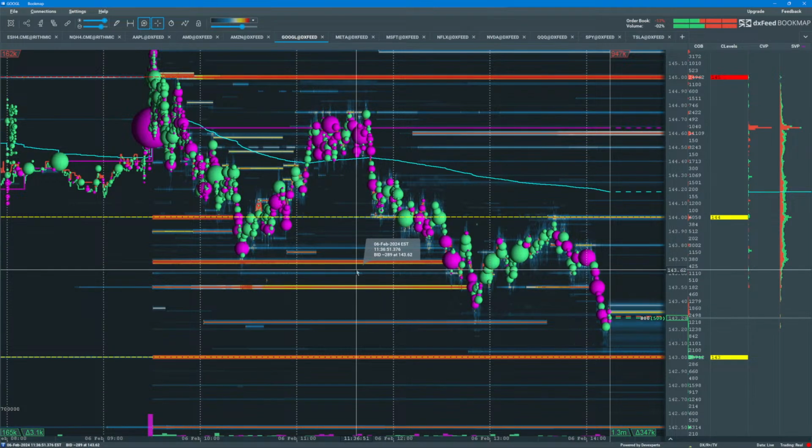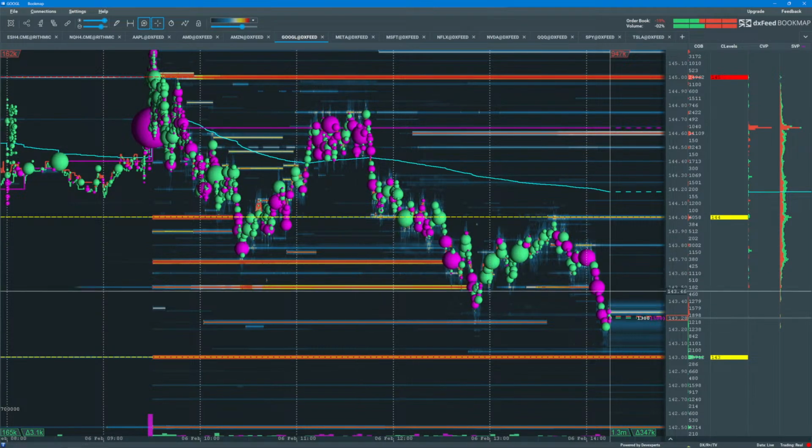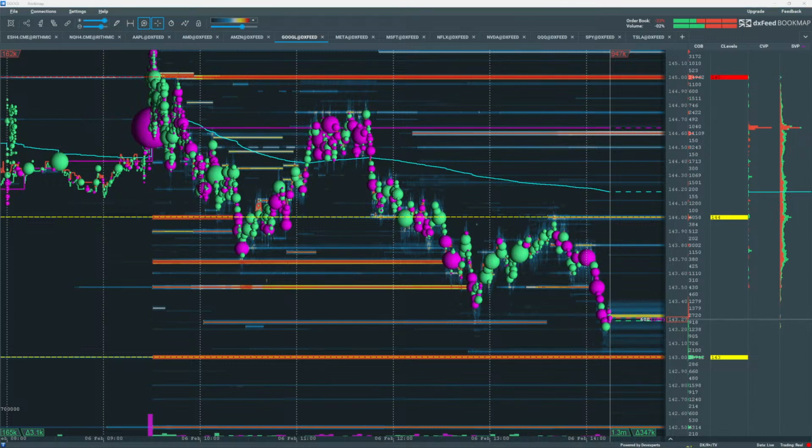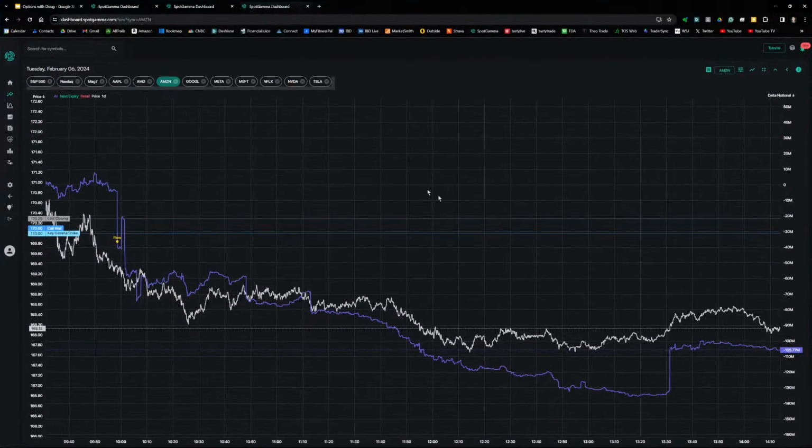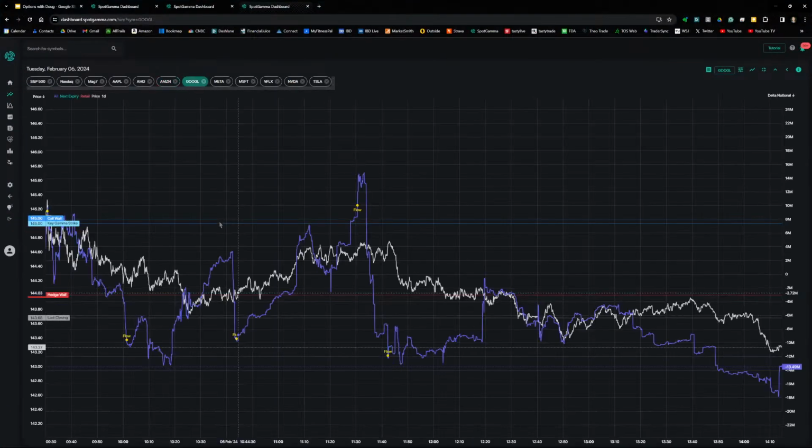All right, for Google, 145 is the call wall, key gamma strike, acting as resistance. Let's see what options traders are doing. Go to Google.